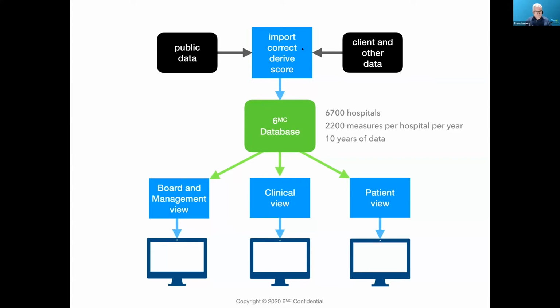A word on scoring: sometimes higher is better, such as with quality. Sometimes lower is better, such as with mortality or costs. Scoring is a way to enable apples to apples comparisons of those. It also allows identification of outliers in the data. The result of this is data for 6,700 hospitals, 2,200 measures per hospital per year, 10 years of data. And then we provide multiple views on the data for different audiences.